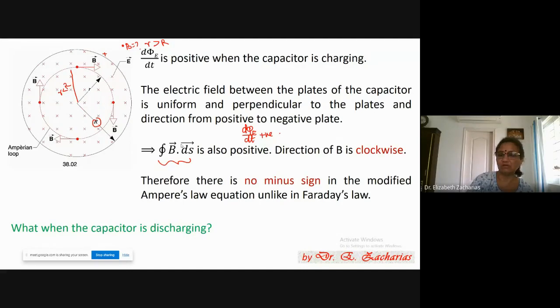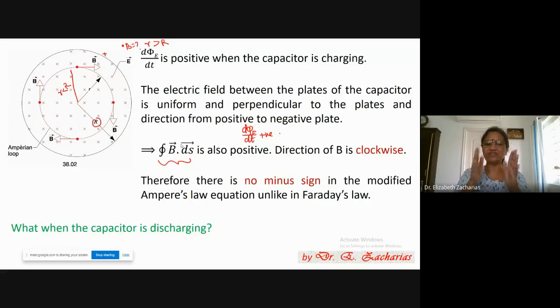Then there is a question. We have been talking of charging. Will the same thing be seen when you are discharging? What is the meaning of discharging? Please remember, when you are putting two plates like this and start the charging, initially there is no charge, then slowly the charge builds up, the electric field builds up, or dΦE by dt is positive.